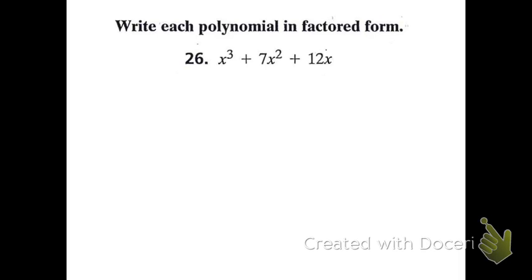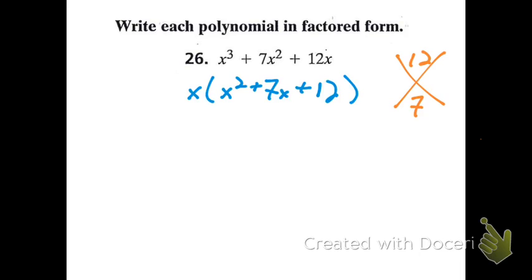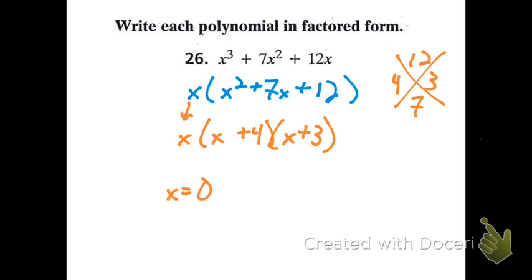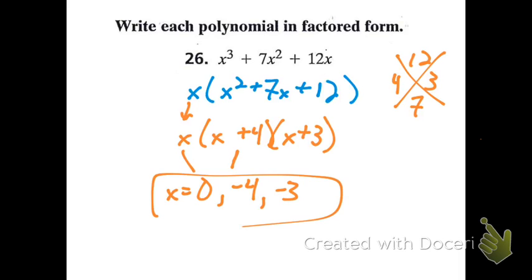Possibly the last problem, I'm not sure, but here we go. I'm going to take out an x first because they all have an x in common. Then, oh, what am I doing? What we're left with is x squared plus 7x plus 12. Okay. So, what two numbers multiply to 12 and add up to 7? 6 and 2, no. 4 and 3, yes. So I have x from right there. Then I have x plus 4 and x plus 3 there. So I'm going to get my zeros. I have x equals 0 from there, negative 4 from right here, and then a negative 3 from right there. That's it.